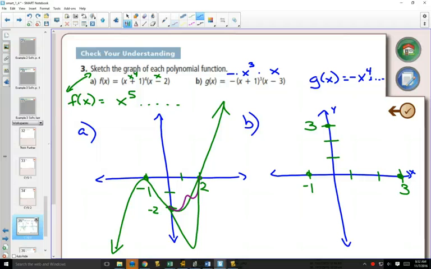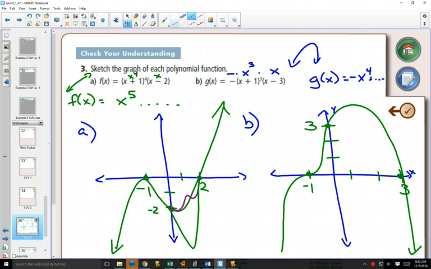And with that negative x to the 4 graph, we know that it acts like a negative parabola, so it's going to start in the bottom left and end in the bottom right. So now we can go to our graph. What's going to happen at -1? A bend. What's going to happen at 3? Straight through. So we come up to -1, bend, and straight through.